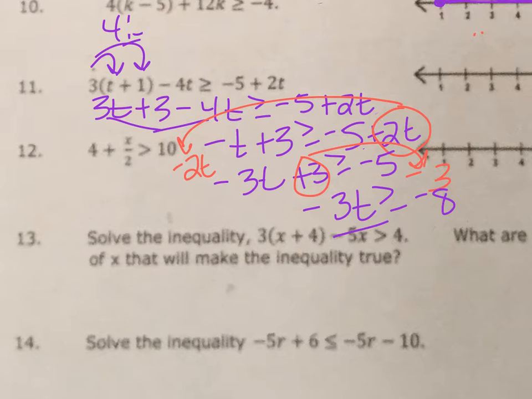Now I divide by my coefficient of negative 3. I am dividing by a negative. That is going to flip my sign around. So I have t. I divide it by a negative. So now instead of greater than or equal to, I have less than or equal to. And so is a fraction. Not a big deal. Negative 8 divided by negative 3. Negative divided by negative is positive. You get 8/3.